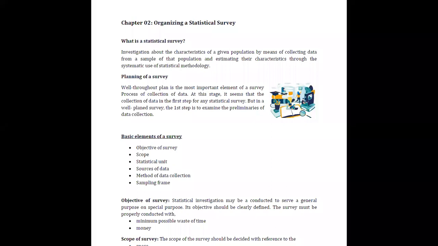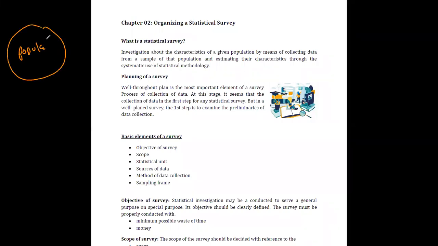Here, in this note, it is given as an investigation about the characteristic of a given population. Suppose that a population is given to you. We'll say this is a population we are having, and suppose that you wish to investigate a certain characteristic of this population by means of collecting data.